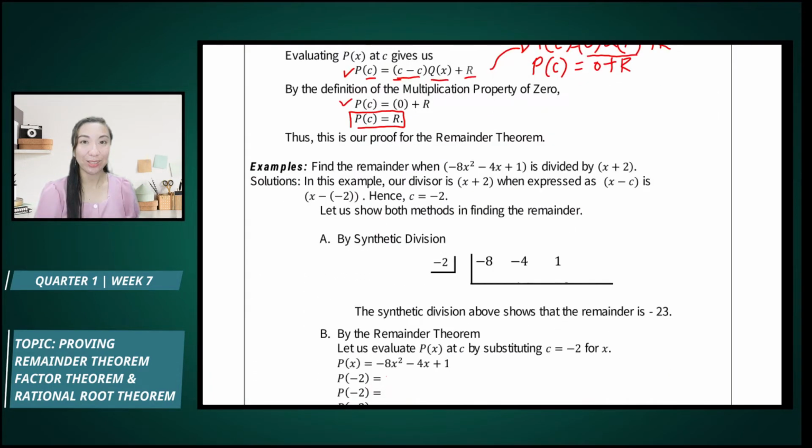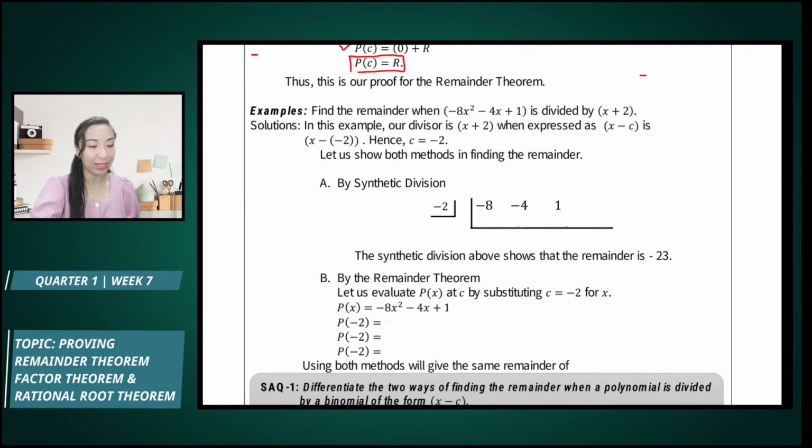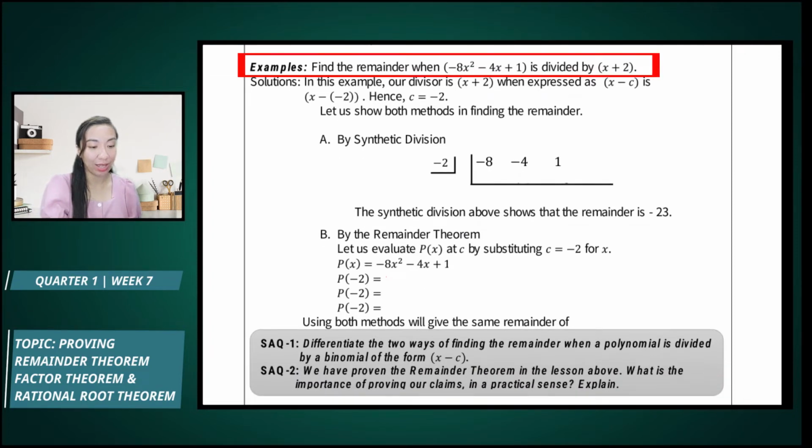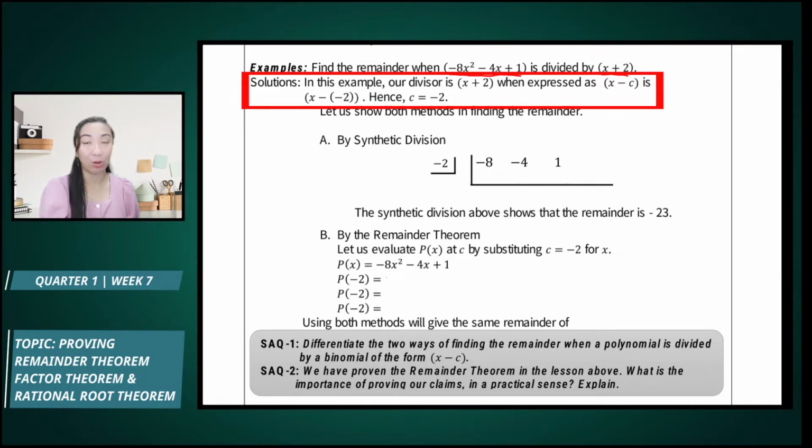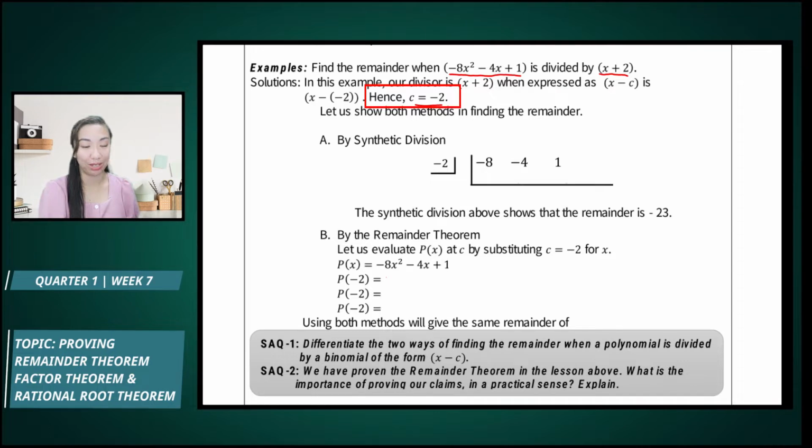Okay, now let us proceed with the examples. Find the remainder when negative 8x squared minus 4x plus 1 is divided by x plus 2. Of course, negative 8x squared minus 4x plus 1 is our dividend, and x plus 2 is our divisor. Solution. In this example, our divisor is x plus 2. When expressed as x minus c, it becomes x minus negative 2. Hence, the value of c now is equal to negative 2.